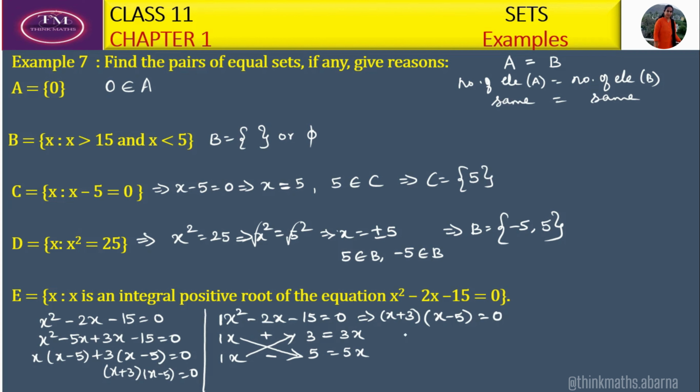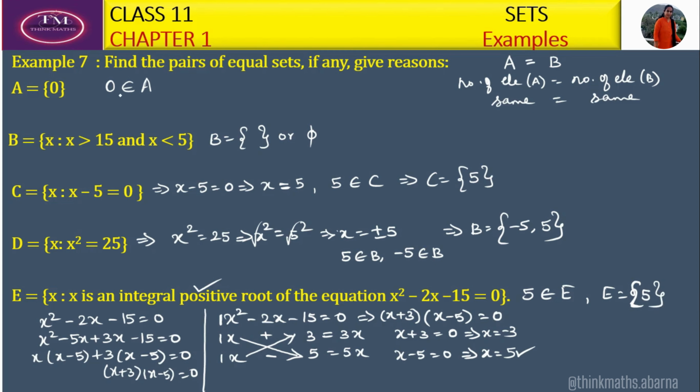Now what are the solutions? x plus 3 is equal to 0, that means x will be equal to minus 3, changing the side. x minus 5 is equal to 0, then x will be equal to plus 5. Now we need only the positive root. Which is positive? 5 is the only positive root. So 5 belongs to E. That means E is the set {5}.